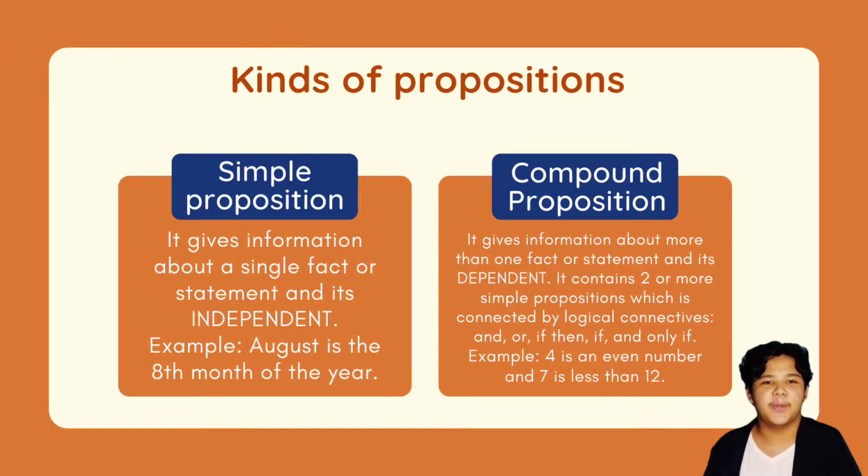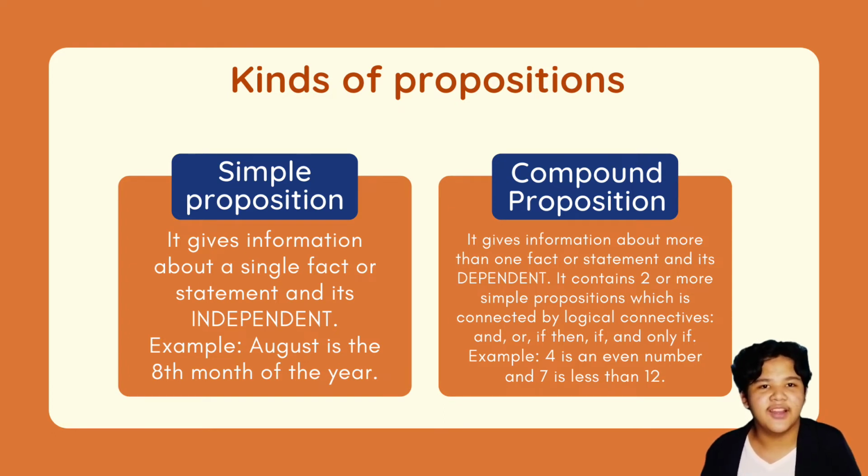There are 2 kinds of proposition: simple and compound proposition. A simple proposition gives information about a single fact statement and it's independent. Example: August is the 8th month of the year. It just tells us a single fact, which is that August is the 8th month of the year. We can observe that there is only one statement.